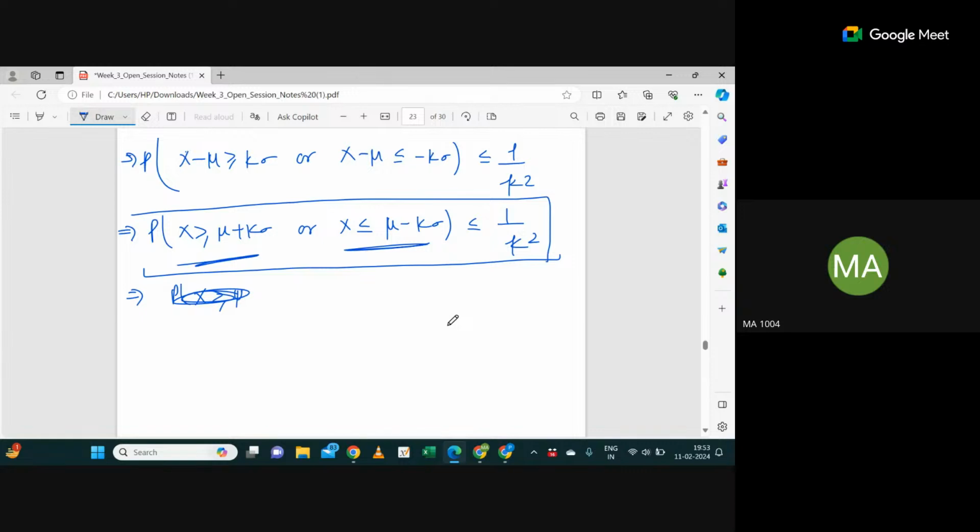But why mean? Why mu? Why not something like median? Why not some variance? Or why not, let's say I'm asking expectation of 2x? Why only expectation of x? Correct. So we can discuss that one later also.